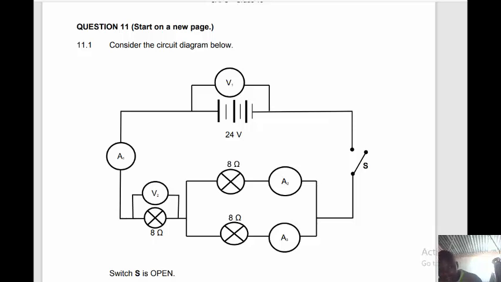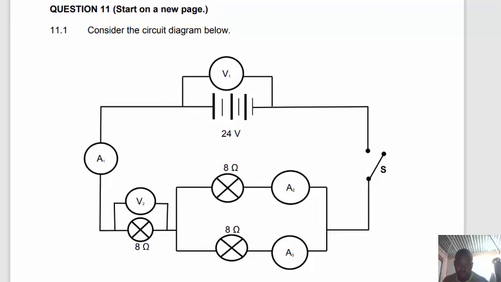Your question 11 for grade 10 typically is about electric circuits. So consider the circuit diagram below. Now, by looking at it, you can see it has a parallel form right there. Okay, let me just go and mark it accordingly.